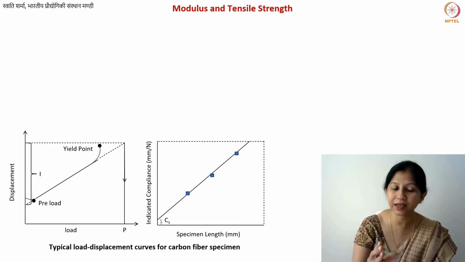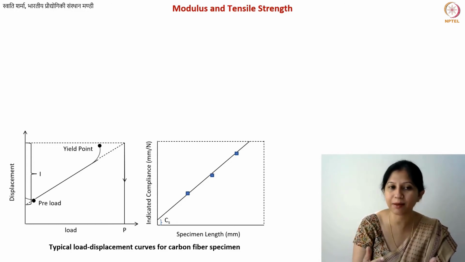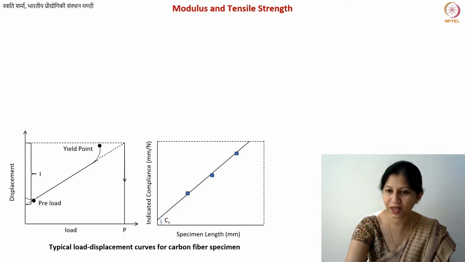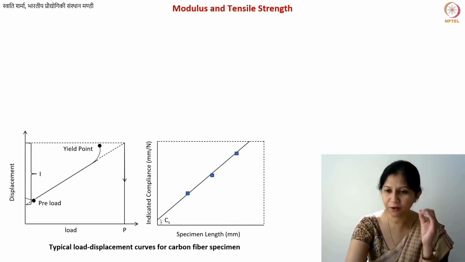Typically you will get an elastic sort of behavior. As you increase the load, the displacement will also increase, and at some point, the yield point, your fiber will not behave elastically anymore, and soon after that you will have the fracture. So unlike the viscoelastic polymer where you have a larger region of strain hardening, that is not the case with carbon fibers. Only if at all you see it, it's not going to be very significant.